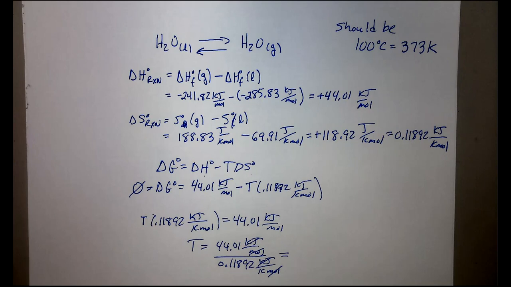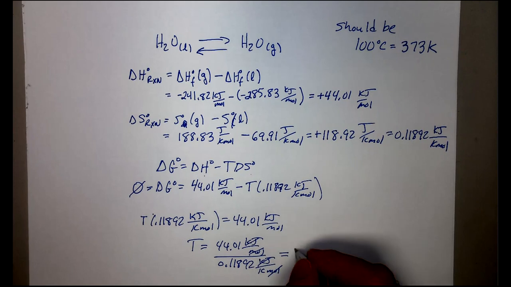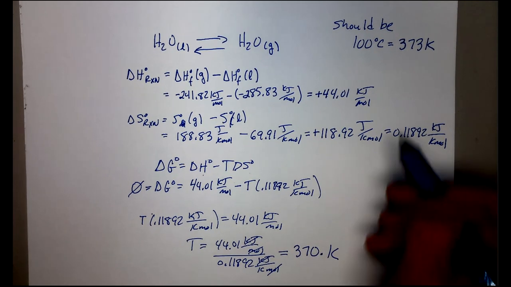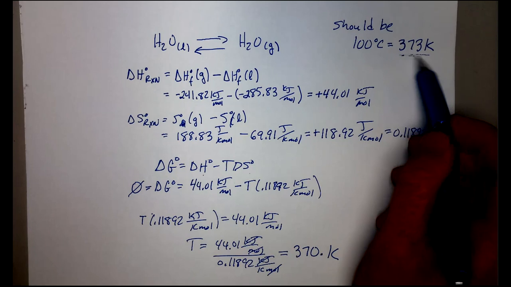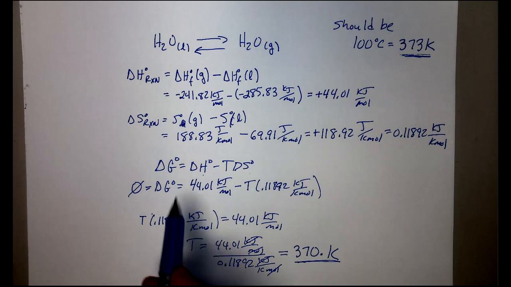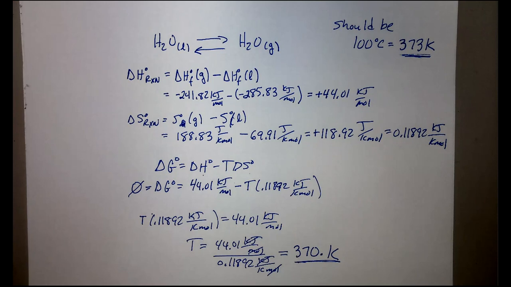Run that through our calculator. And we're going to get about 370 Kelvin. Hey, for just using table values, that's actually a pretty close estimation of the boiling point. So that's one way we can use this. We'll look at some other applications in some upcoming videos.